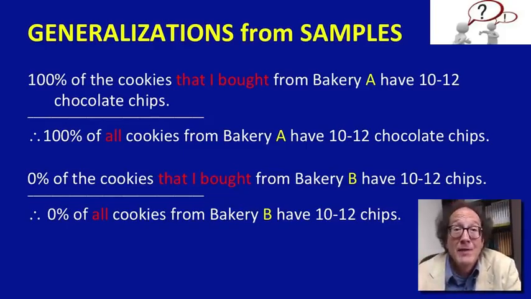You might have gotten one that happened to have 11 chips when all the other cookies in the bakery had less than 10. Or for the other bakeries, for B, C, D, E, you might have gotten a cookie that had less than 10 when actually all the rest of the cookies in the store had between 10 and 12.